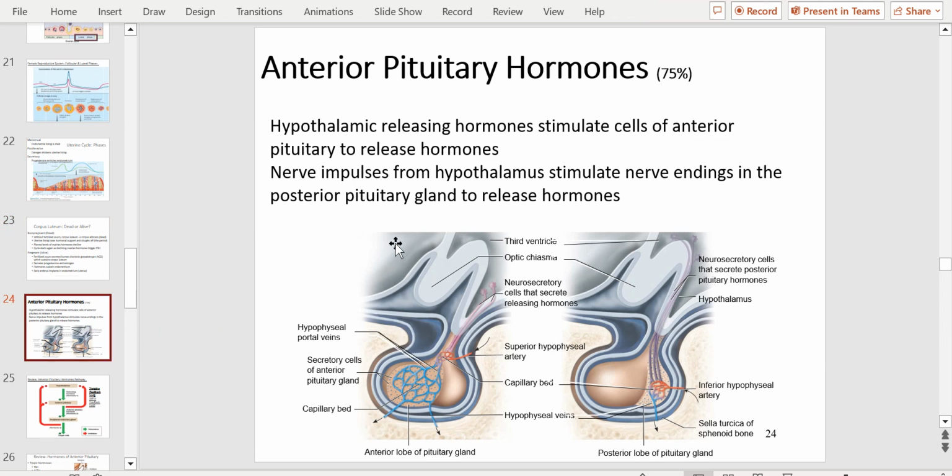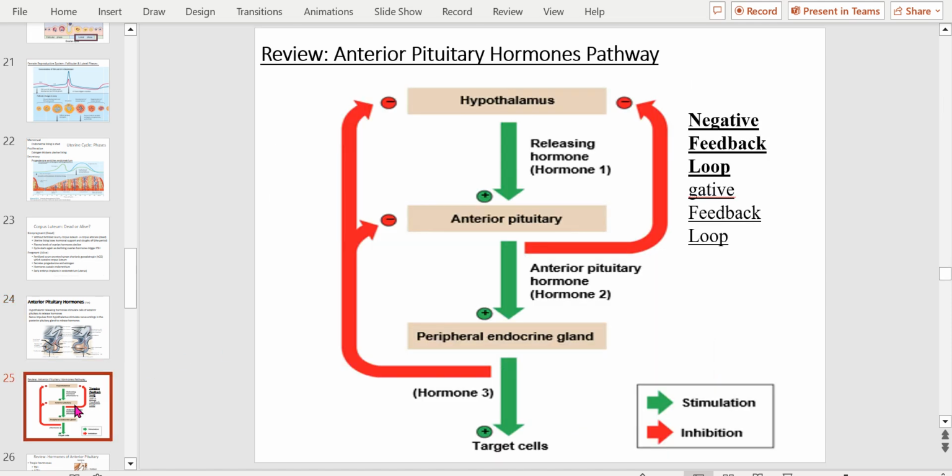Now you guys will remember these. There, the anterior pituitary. There are your hypothalamic releasing hormones, which stimulate the cells of the anterior pituitary to release hormones. The nerve impulse of the hypothalamus stimulates nerve endings in the posterior. You will remember that. And a little bit of review again.